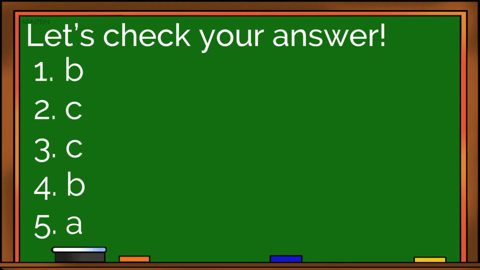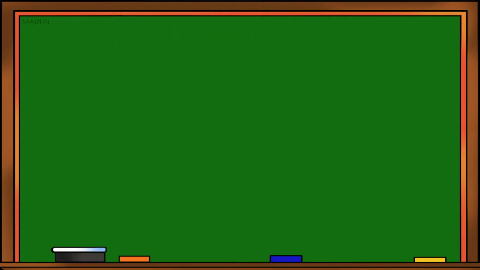And now, let's check your answer. Number 1, B. Number 2, C. Number 3, C. Number 4, B. Number 5, A. Did you get all the items right? Wow! You are doing great!